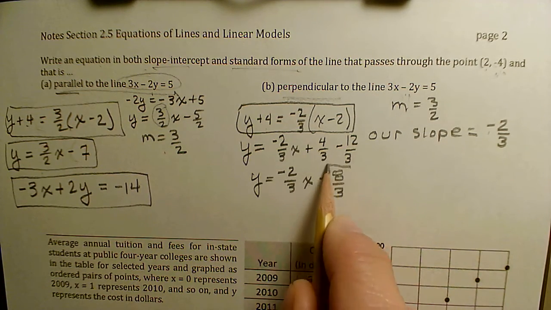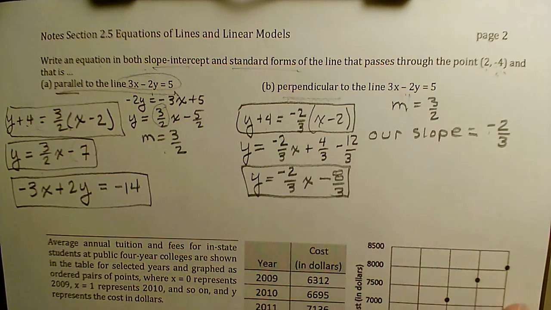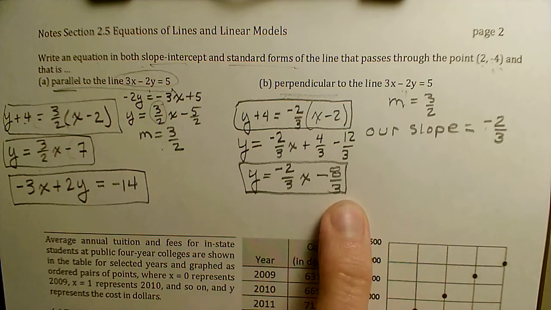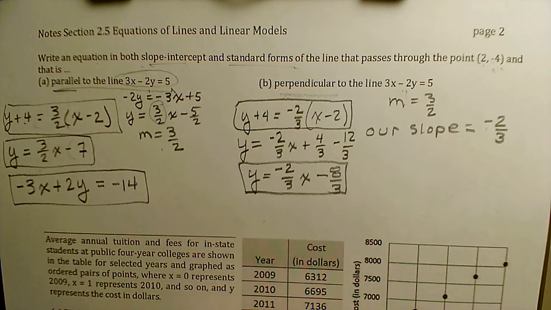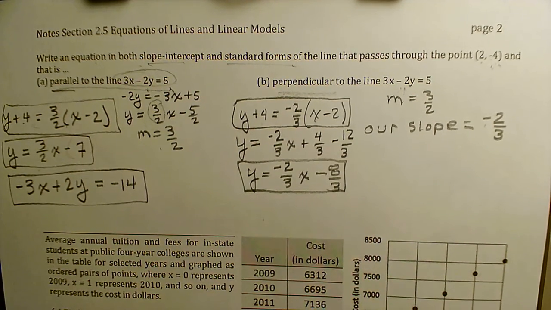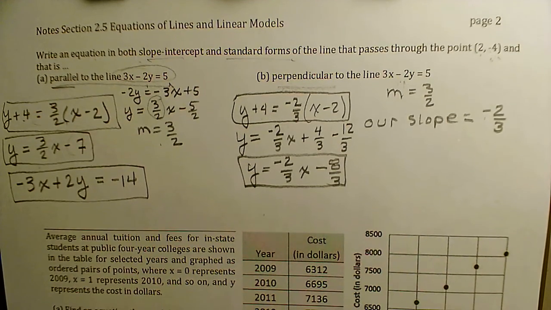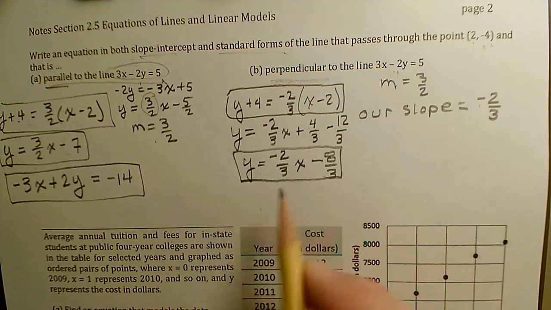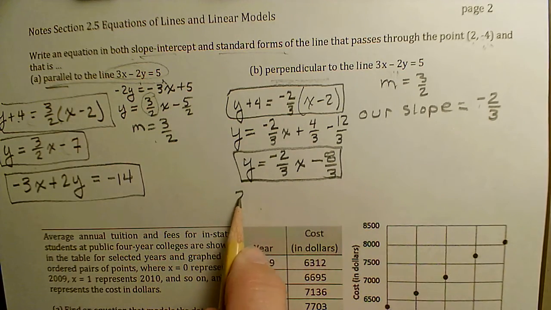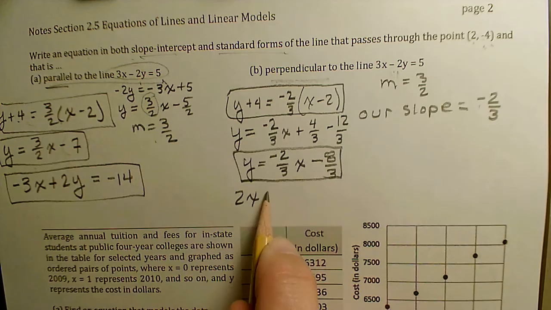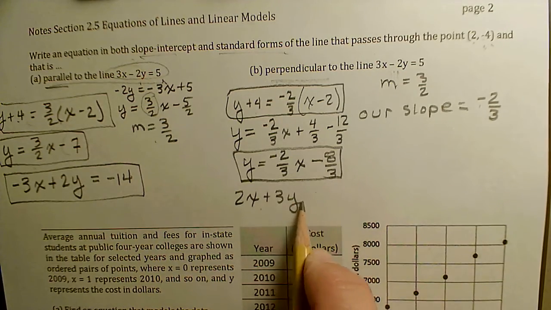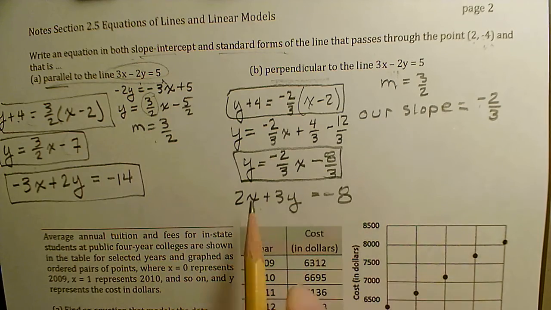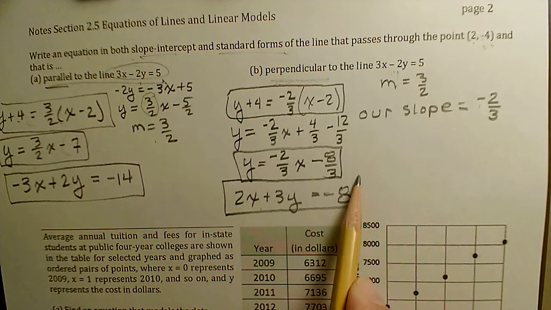Okay. And then finally, let's multiply through by 3 and bring this term over to the other side so we get it in standard form. So I'm going to bring it over and multiply by 3. So we get 2x plus 3y equals, and then negative 8. Okay, and so that is our standard form.